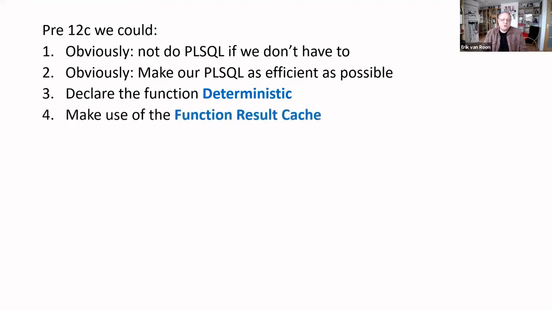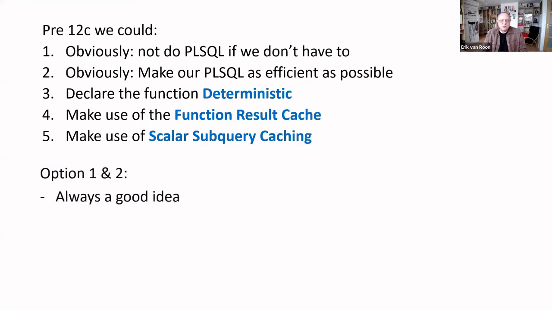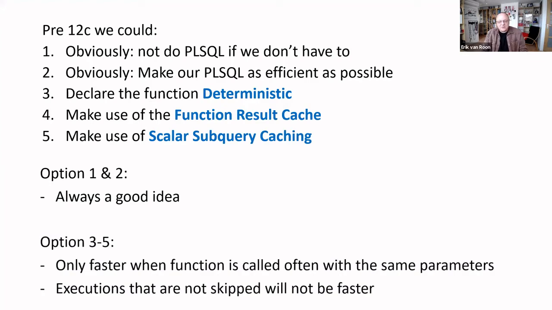And we could use the function result cache, which gives similar results. And we could make use of scalar subquery caching, again, similar results. Well, of this list, number 1 and 2, that's always a good idea, no matter what. 3, 4, and 5, however, only speed things up if you have a lot of executions of your functions with the same parameter set. If you have a lot of unique parameter sets, then you don't get a lot of performance gain because these executions will not be skipped.